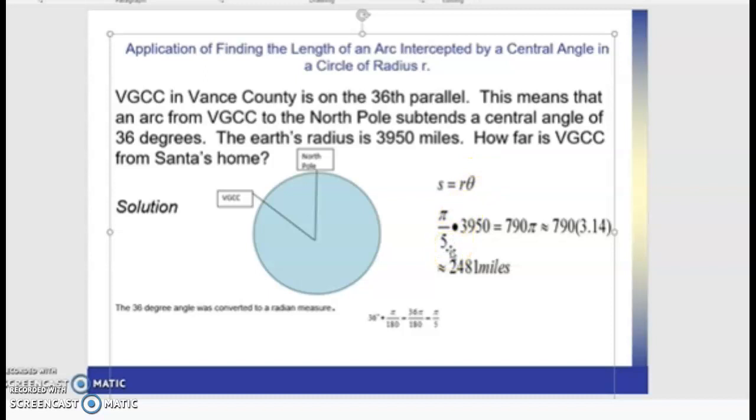So, taking that central angle of pi over 5 in radians, multiplying it by the radius, we get 790 pi. To get a nice approximate answer, the rounded decimal of 3.14 can be plugged in for pi, and after making that substitution and multiplying 3.14 times 790, rounding to the nearest whole number, we find that the distance from VGCC to the North Pole is 2,481 miles.